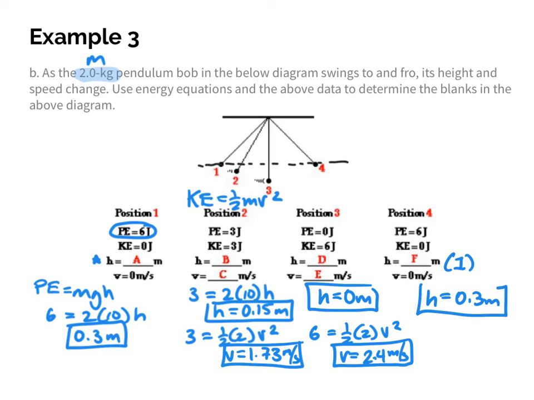So this is the idea of what's called the law of conservation of energy: it's just a transfer of kinetic and potential, but what it allows us to do is solve for height and speed where we might have had to use different relationships prior to this unit.